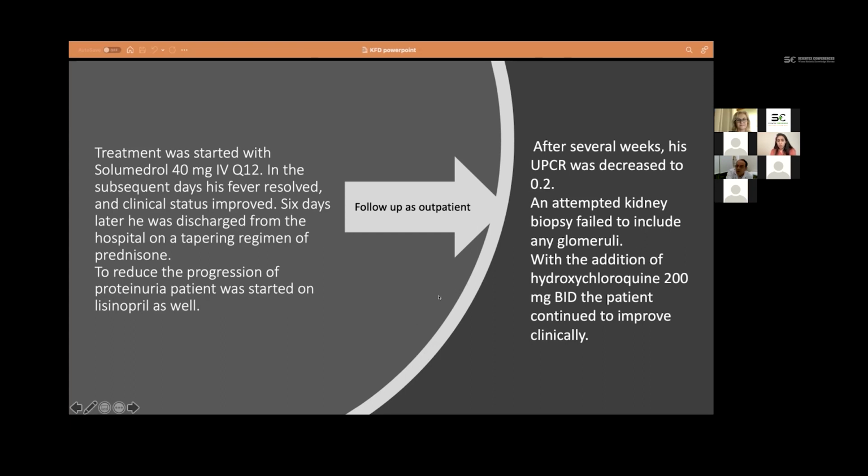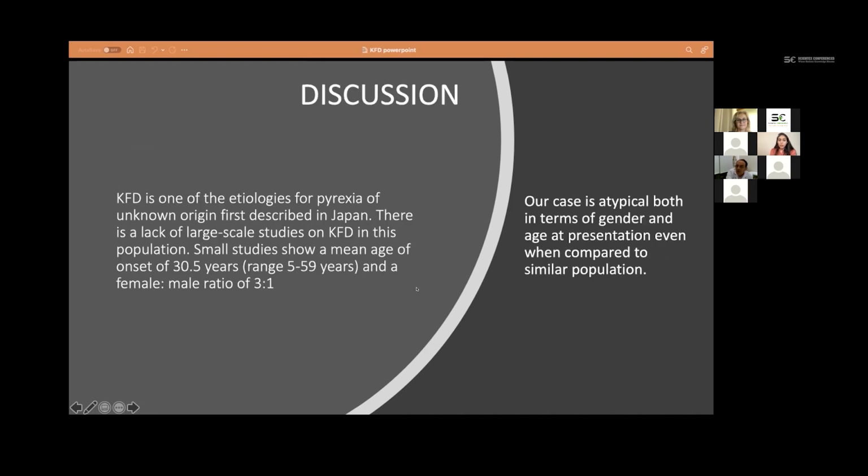So after 2 weeks, we followed up with another urine protein creatinine ratio, and it was decreased to 0.2. We did attempt to do a kidney biopsy because we were concerned for development of lupus nephritis, but the biopsy was not able to include any glomeruli, so it was non-yielding. Over time, as outpatient, we added hydroxychloroquine and we tapered the patient off of steroids completely, and he continued to improve clinically. So there are several interesting aspects to this case.